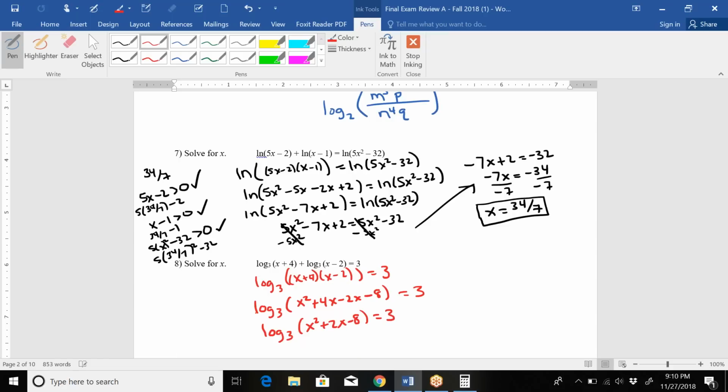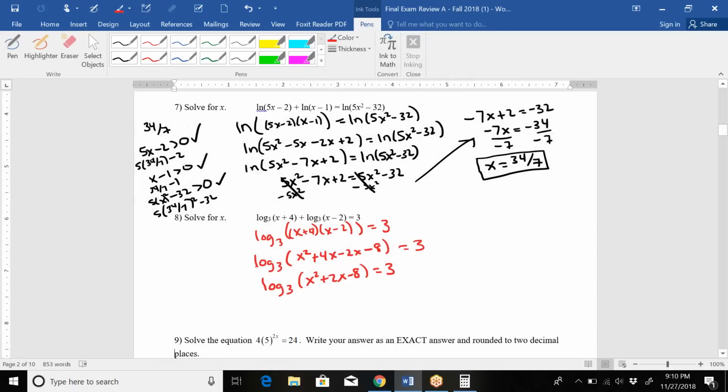Now, where a lot of times students will go wrong on this problem is they'll just try to set that trinomial equal to 3. That property was only valid if we had logs on both sides. We do not have logs on both sides. We have a log on one side and a number on the other side. The only way you can solve this type is to convert it to exponential form.